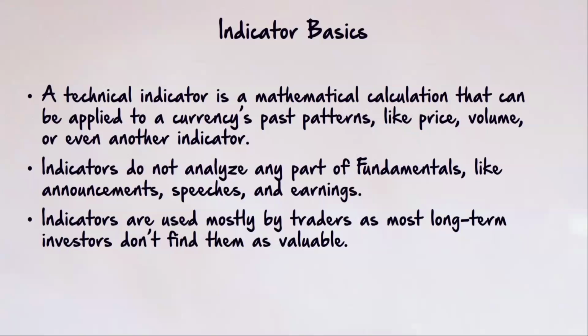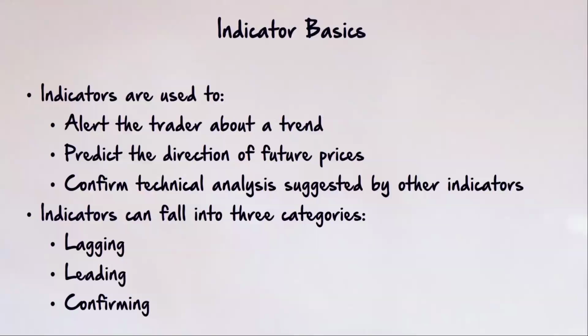Without using any indicator, that's price action. But now you need an indicator as a tool that will help you confirm the analysis you've done using price action. Indicators are used to alert traders about a trend. They are used to predict the direction of future price. They are used to confirm technical analysis suggested by other indicators. They can be classified into lagging, leading, and confirming.